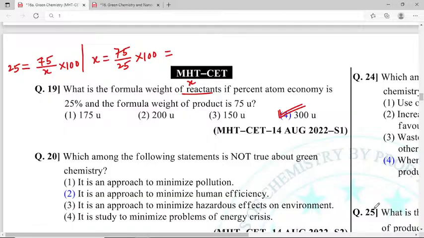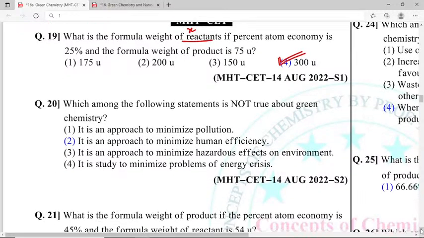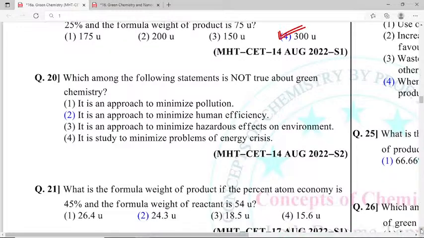Okay. Which among the following statements is not true about the green chemistry? Please check the question. Which among the following statement is not true about the green chemistry?